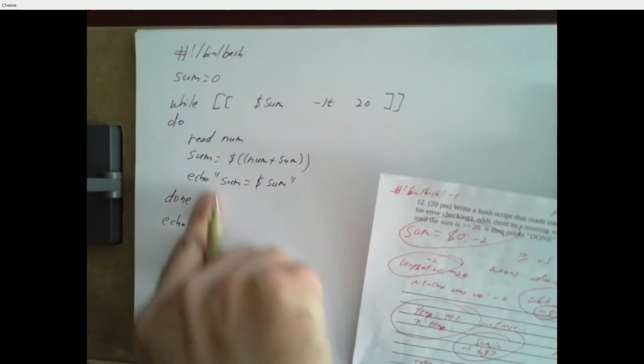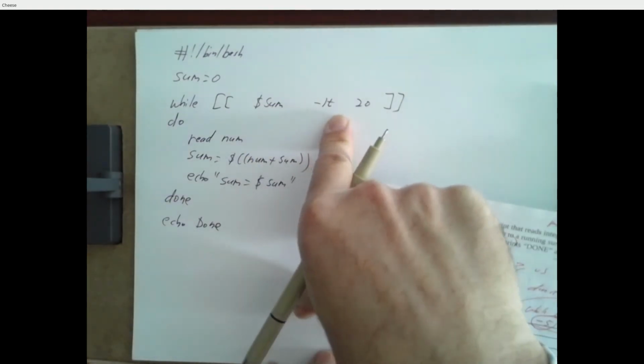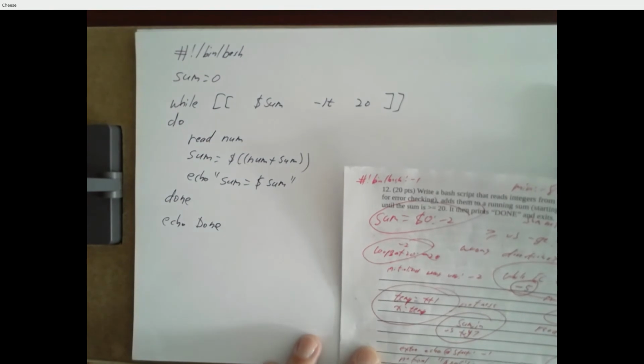Alright, so read a number, add it to your sum, print out the running sum, and keep doing this until your sum is bigger than or equal to 20, and then just echo the word done.